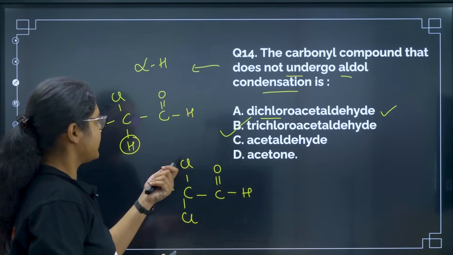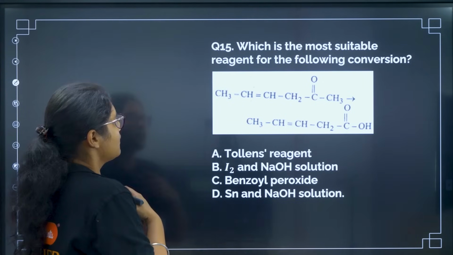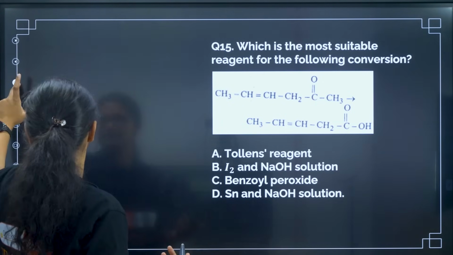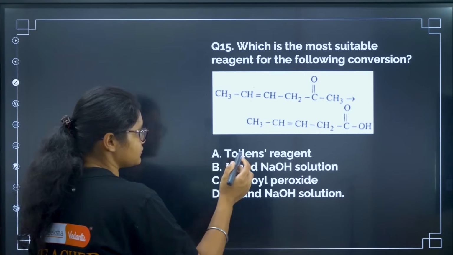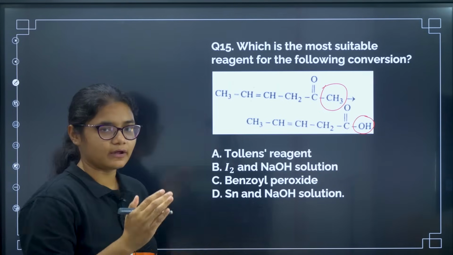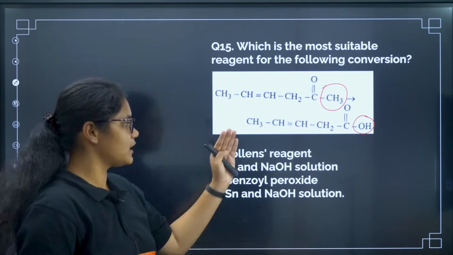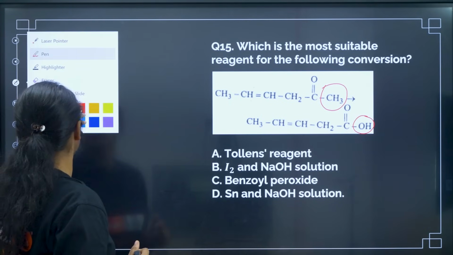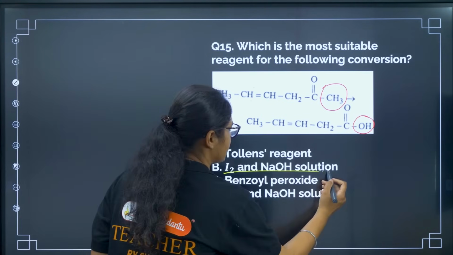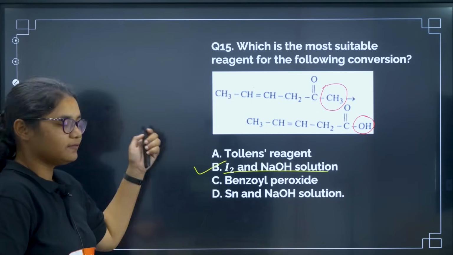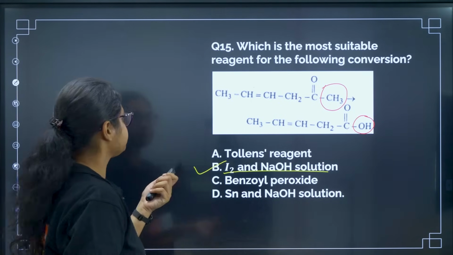Okay, now let us see the next question. Which is the most suitable reagent for the following conversion? Again, this is very similar to what we have already solved. This part, CH3 is getting converted to OH, right? One carbon cleavage is there. The carbon-carbon bond is breaking. That takes place in the presence of the iodoform reaction, I2 and NaOH. So the correct answer for this question will be option B. We have already discussed a similar question.